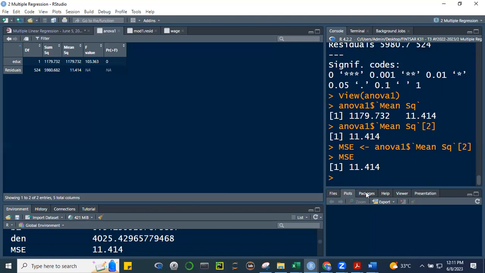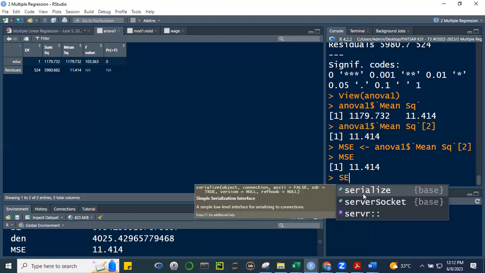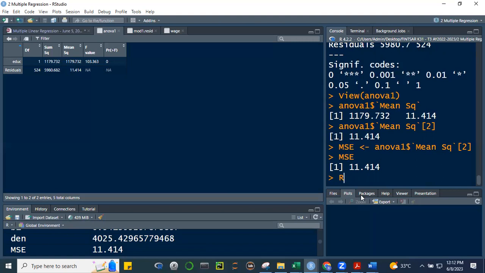Others call this the standard error of your residuals, or residual standard error. It's equal to the square root, in small letters, sqrt, square root of your MSE. Okay, how much is that, class? How much is that?